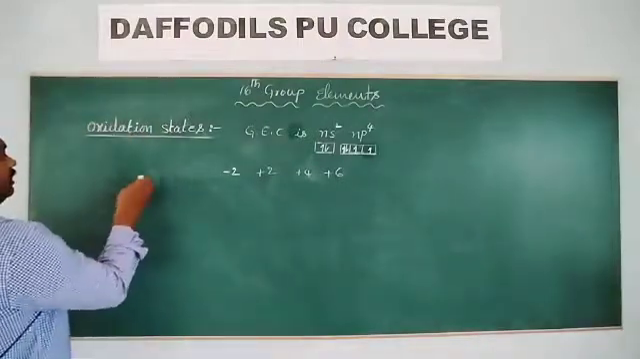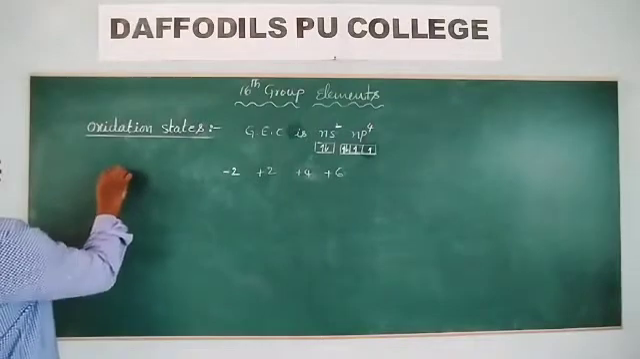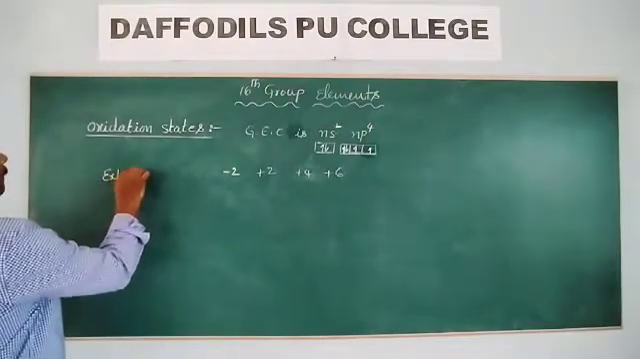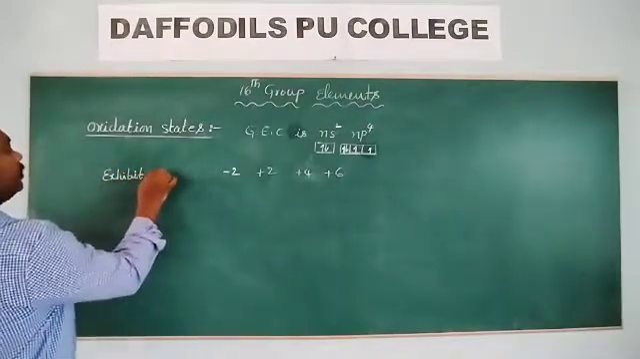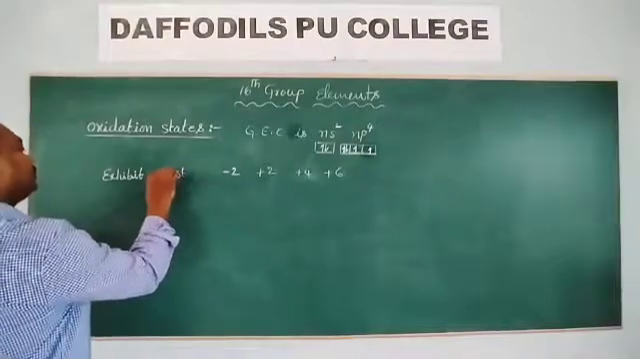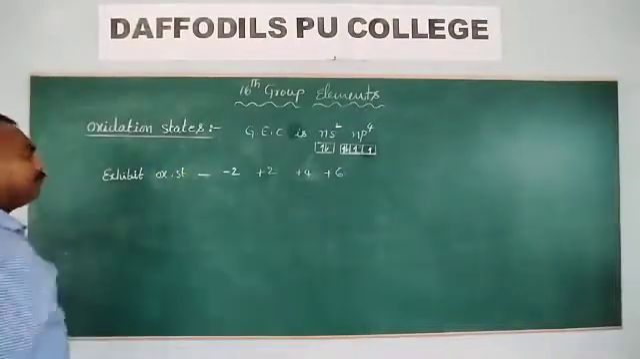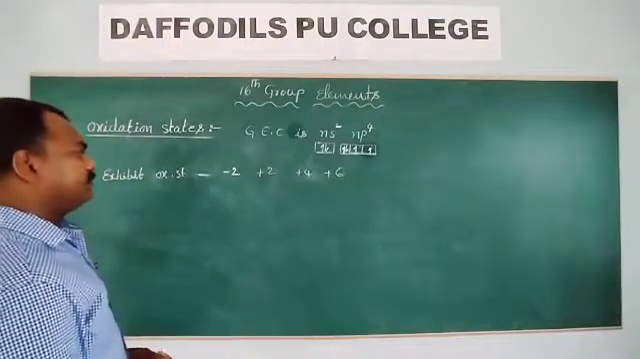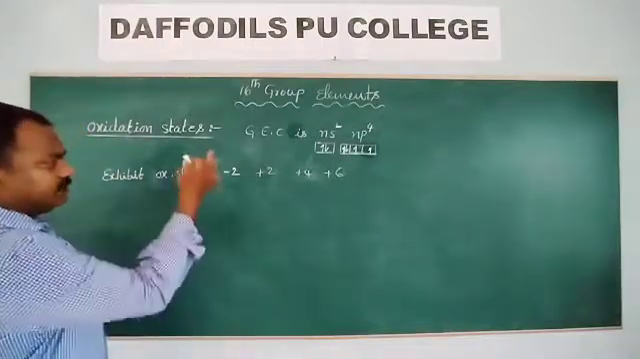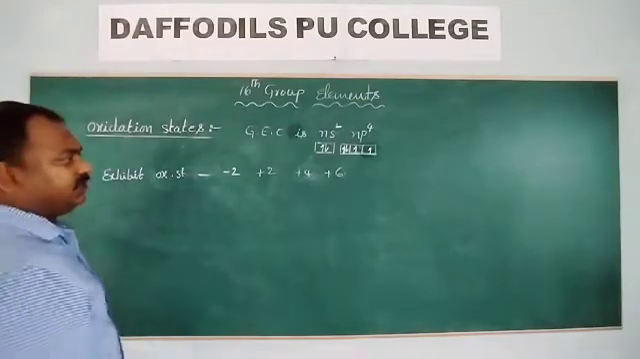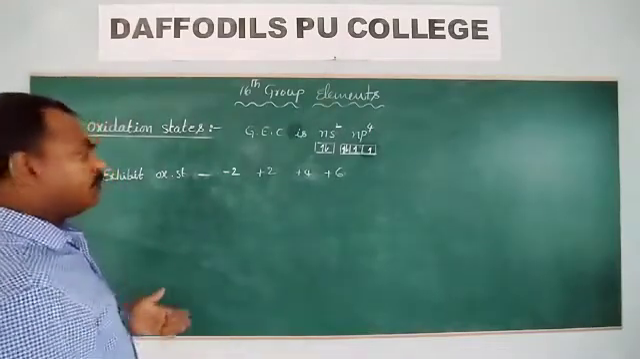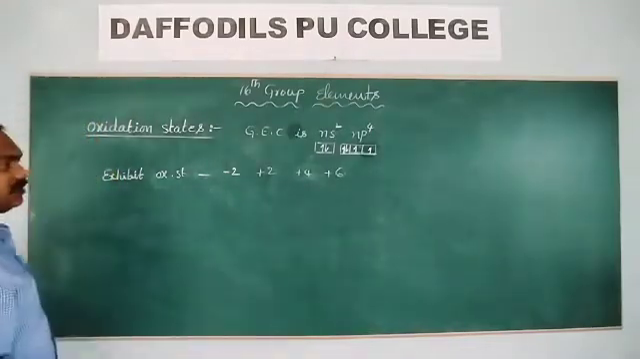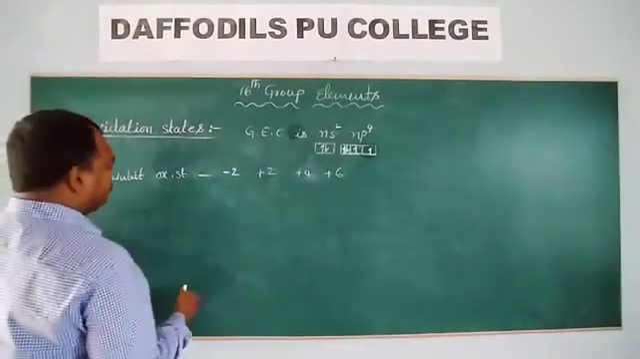So oxygen exhibits oxidation states -2, +2, +4 and +6. So what happens to this oxidation state while moving in a group from top to bottom? All those things now we are going to discuss.